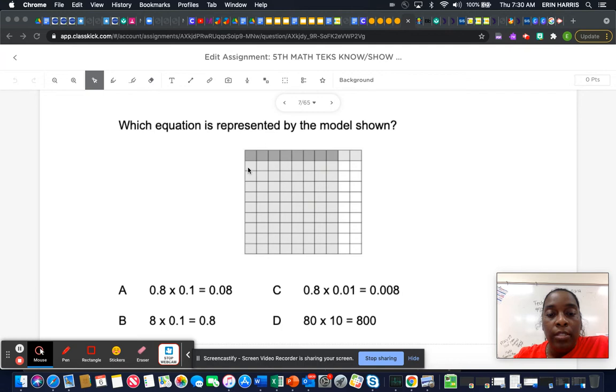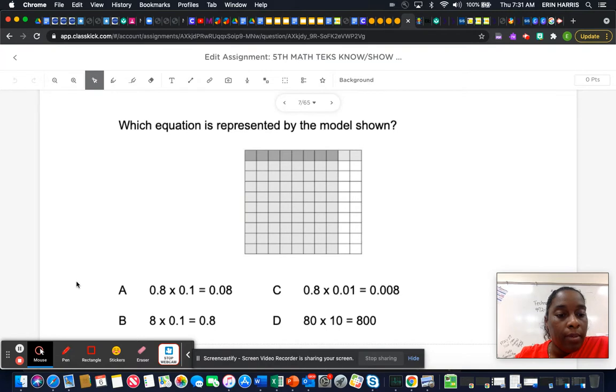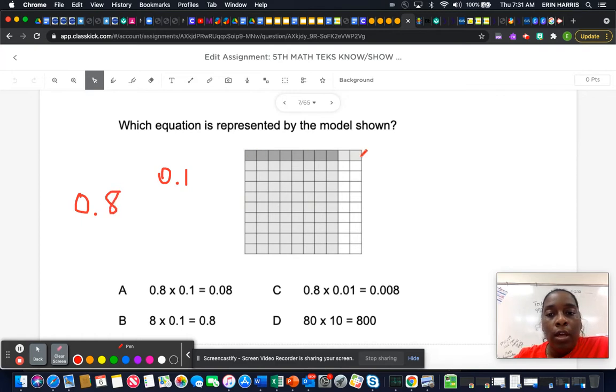down. Okay, so I'm going to start with the up and down model. So we have 1, 2, 3, 4, 5, 6, 7, 8. And that means that this is 8/10 because each one of these lines here represents a tenth or 0.1. So let me use my pen to mark. Okay, so each one of these represents a tenth, which is 0.1. And we have 8 of these on this side. So we have 0.8. And then you're going to count going horizontally, which is going from left to right.